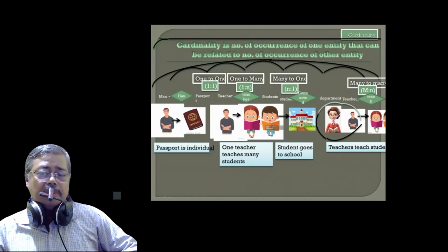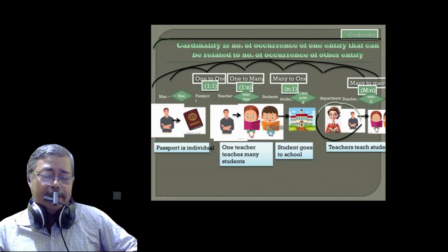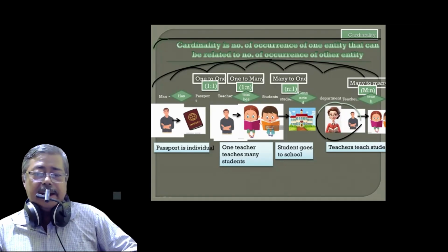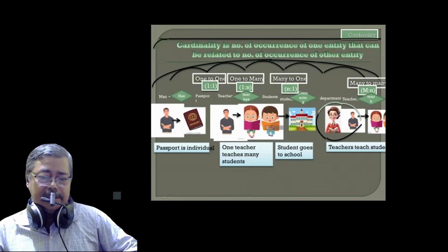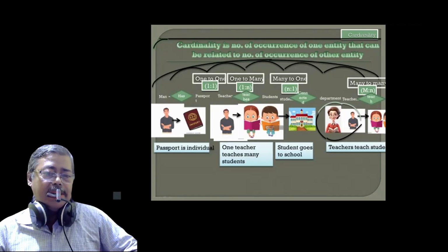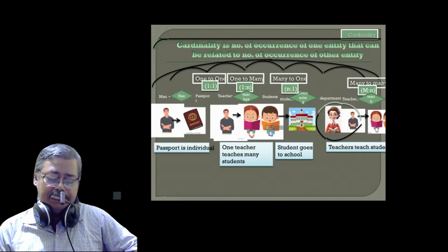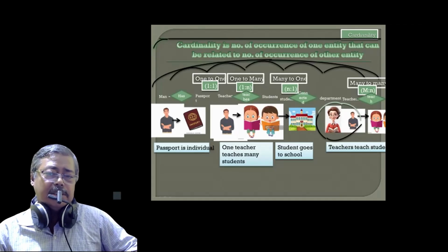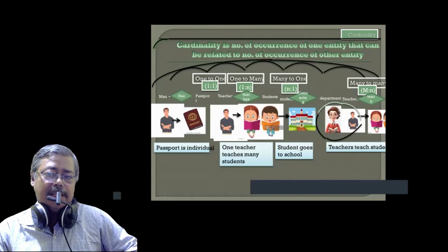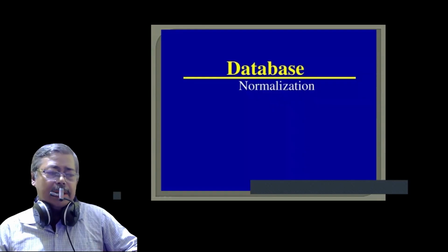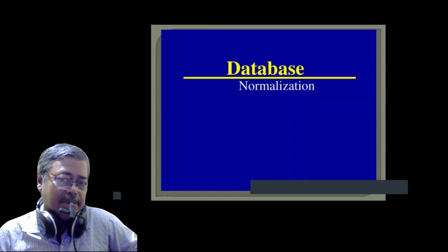Another is many-to-many. When so many teachers are teaching in the class with so many students, here the relationship is many-to-many. So mainly four relationships we are seeing: one-to-one, one-to-many, many-to-one, and many-to-many relationships. And this is the cardinality of the relation. And now we are coming to normalization of the database.